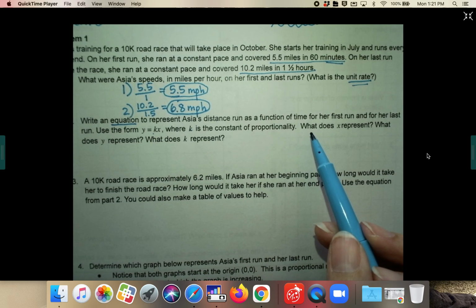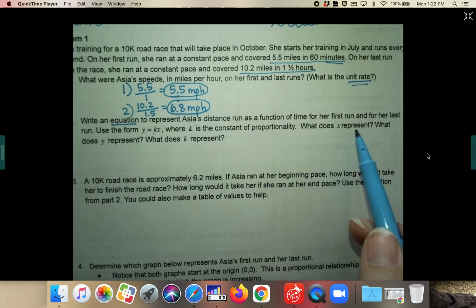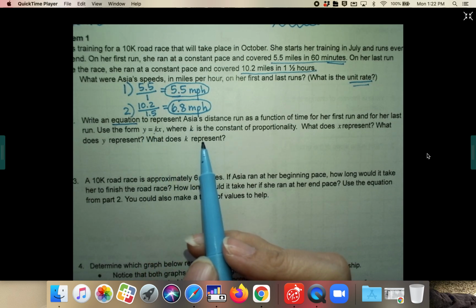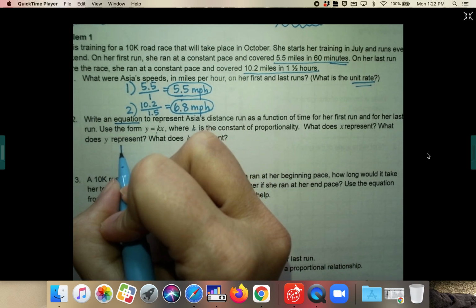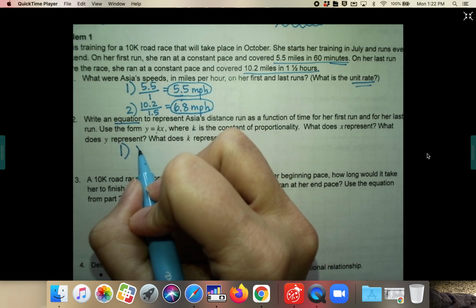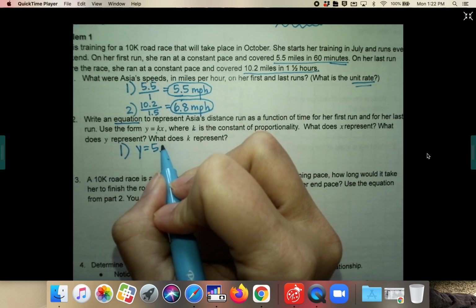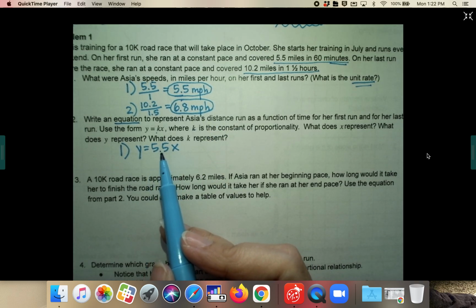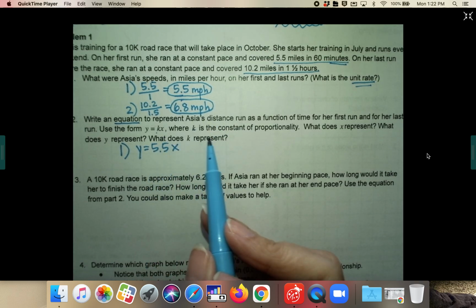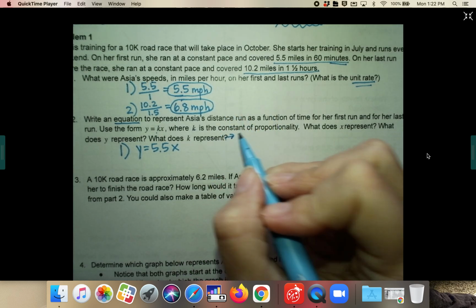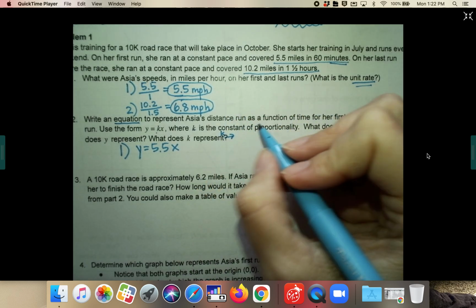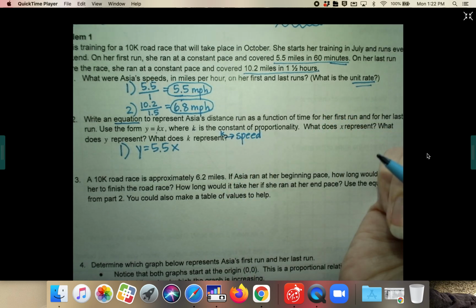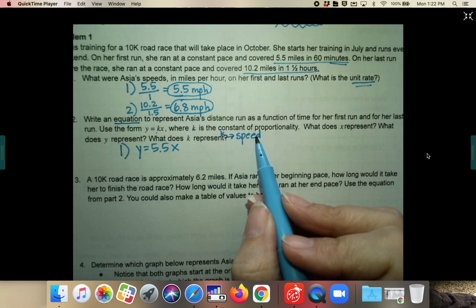And then it wants to know, what exactly does x represent? What does y represent? Why are we writing it like y equals a number x? What does k represent? So let's just start and see. Number 1 would definitely be y equals 5.5x. And that means she ran at a constant speed of 5.5 miles per hour. So when it says what does k represent? K represents her speed. Okay, so k represents the speed.